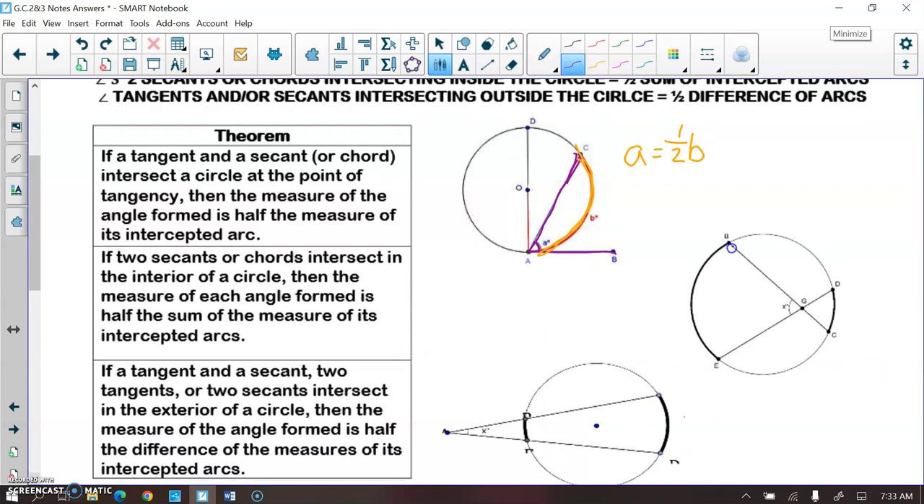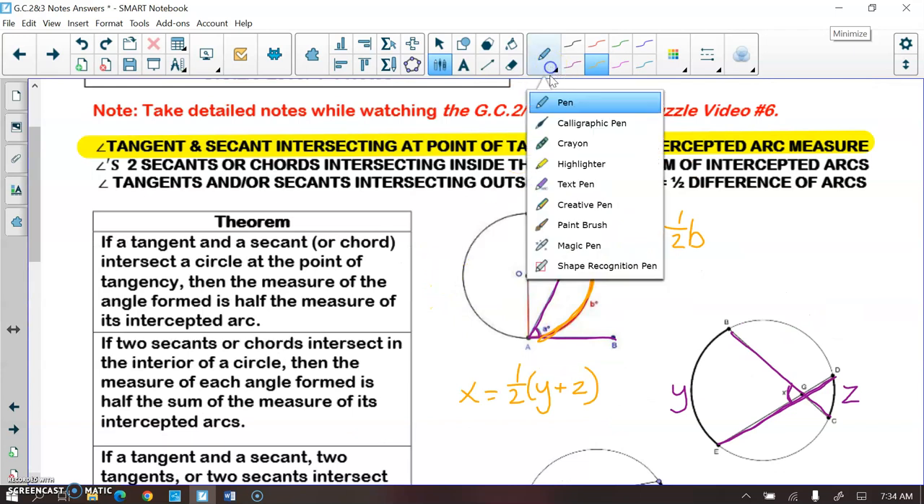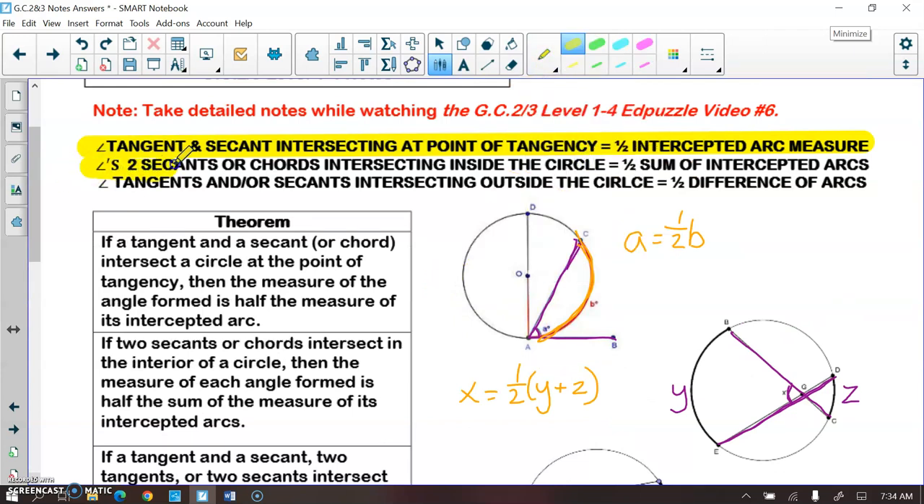So here I have two chords intersecting inside of my circle. And when this happens, angle X here would be equal to, I'm going to label arc BE as Y and arc BC as Z. So angle X is equal to half the sum of those two arcs. So that's actually what I have written here. The angles of two secants or chords intersecting inside of the circle equals half the sum of the intercepted arcs.